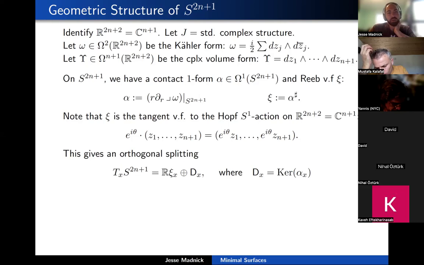So psi is nothing more than the tangent vector field to the Hopf S^1 action. That's the ordinary S^1 action given by multiplying by e^{iθ}. And here r is the radial coordinate, of course. And so the result is that we have this orthogonal splitting. The tangent space to the 2n+1 sphere can be split as the Reeb field direction, and on the other hand, this orthogonal 2n-plane D. I think this is a very good way to think about the geometry of the 2n+1 sphere, in terms of this decomposition.